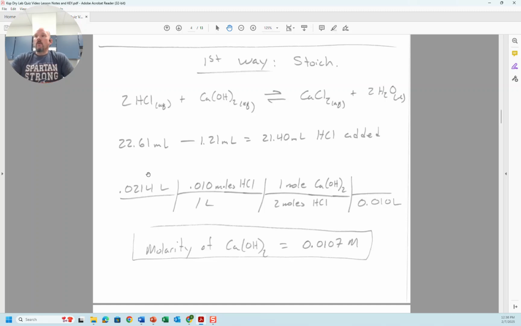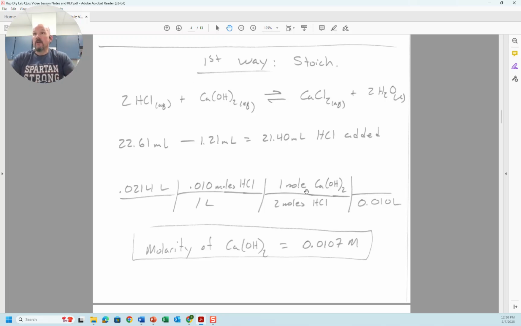Okay. Now we'll take our liters. So all this number, 21.40, in liters, times the molarity of HCl, which was given to us on the quiz, will give us moles of HCl, but the mole ratio of calcium hydroxide to HCl is 1 to 2. So we multiply by 1, divide by 2. And that'll give us moles of calcium hydroxide in the 10 milliliter solution of calcium hydroxide.